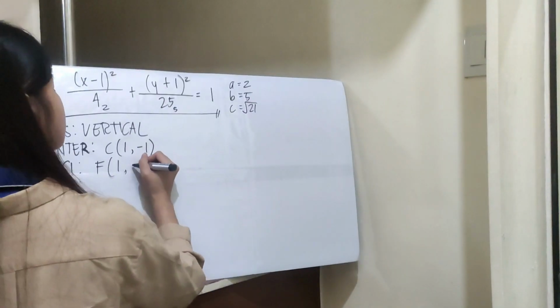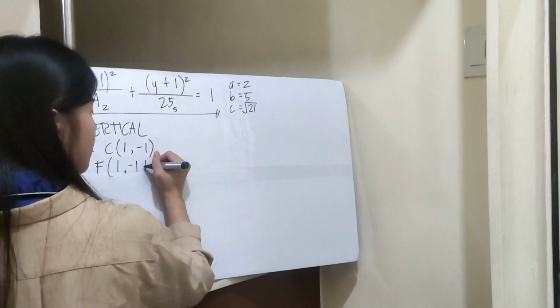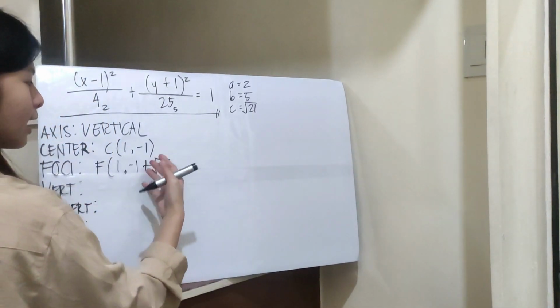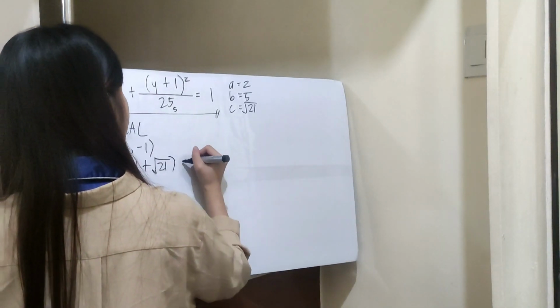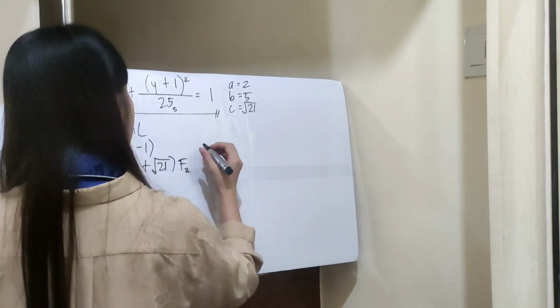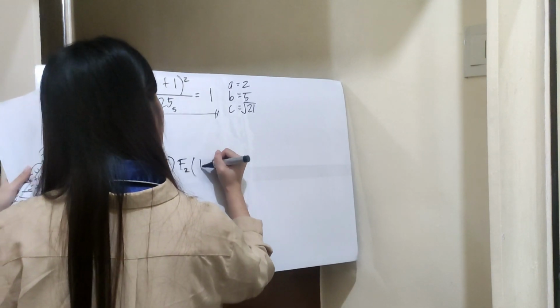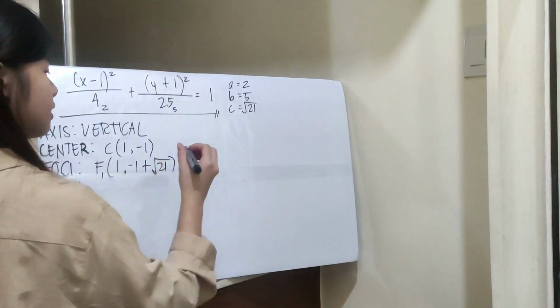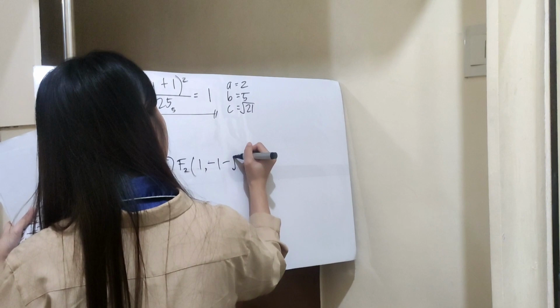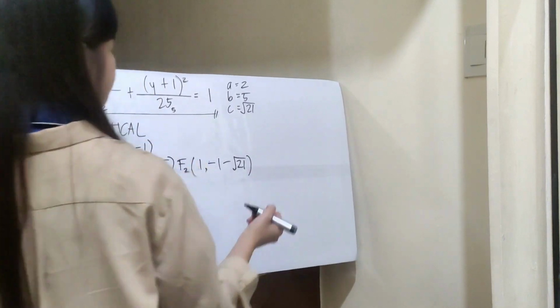For the first focus, it is 1, negative 1 plus square root of 21, since we add, and then for the second focus, we have 1, and then negative 1 minus square root of 21.